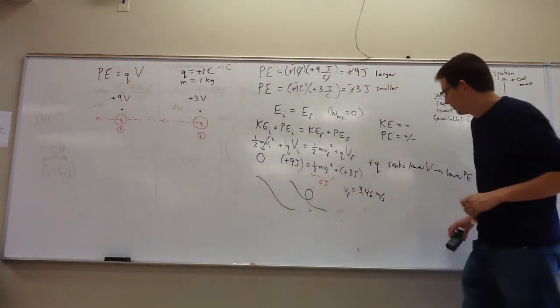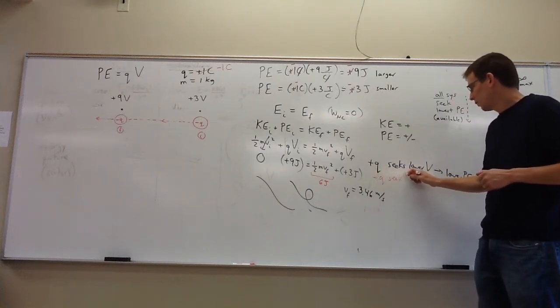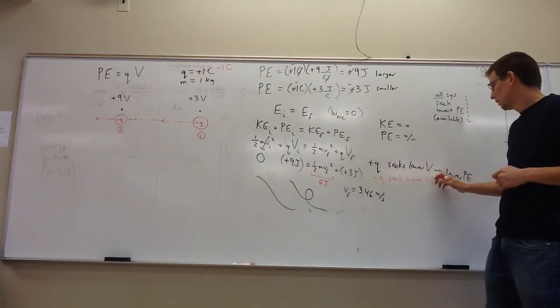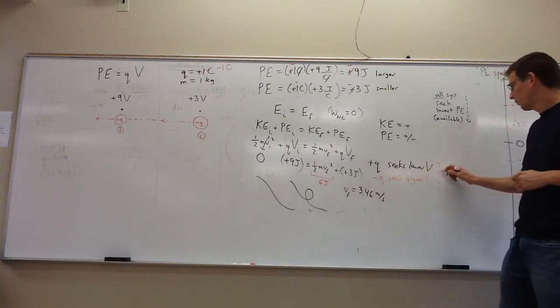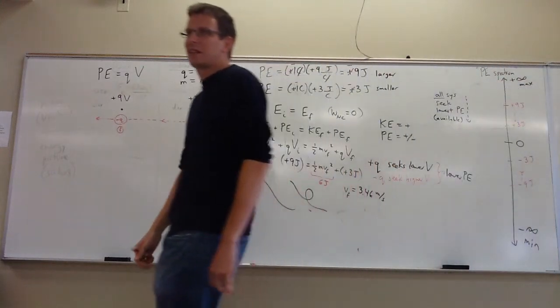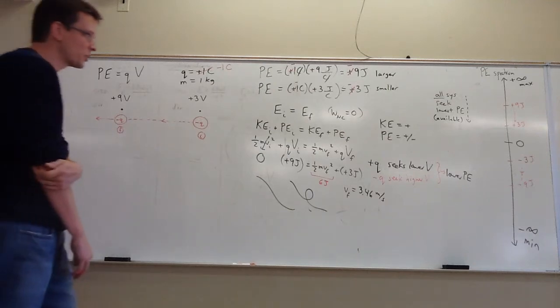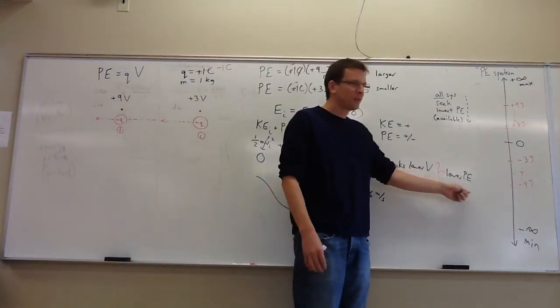So if we go over here, we can write down that minus charges seek higher voltage, also in the service of getting to lower potential energy. So everything wants to get to lower energy, but how you achieve this feat is different. Positive charges achieve lower potential energy by falling into lower voltage, whereas minus charges achieve lower potential energy by falling into higher voltage. Okay?